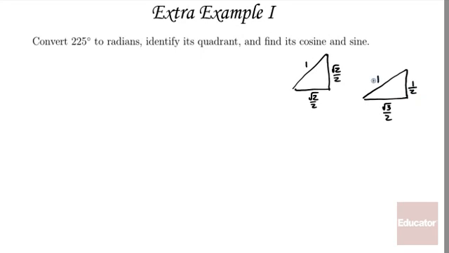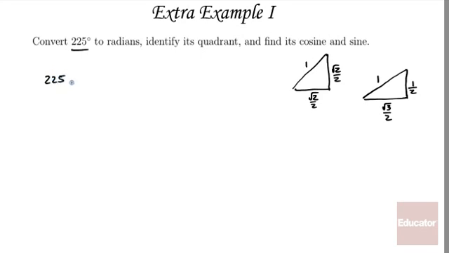So if you remember those sets of numbers, you can work out sine and cosine of any common value anywhere on the unit circle. So that's what we're doing here. We've been given a value, 225 degrees. Convert it to radians. Let's start with that.